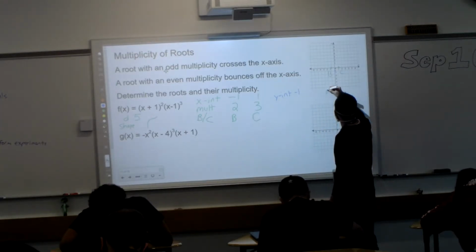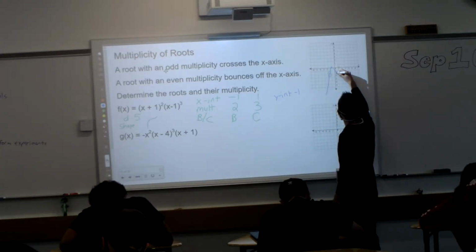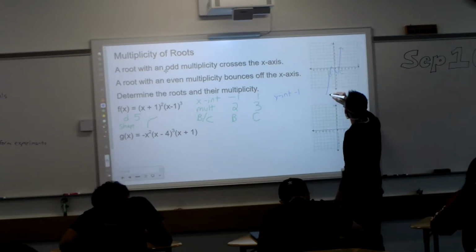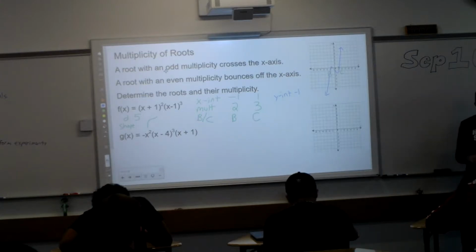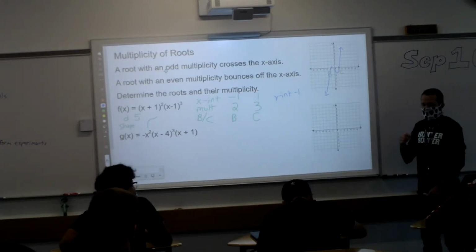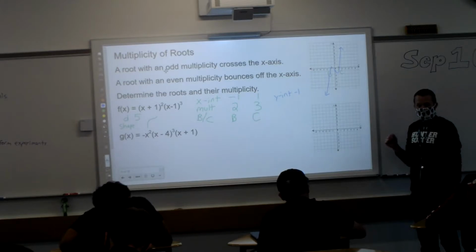Okay, let's graph this. So this is going to come up like this. It's going to come down like that and go like that. Something like that. Maybe that's not the best drawing, but it's accurate enough. How are you going to check your work?